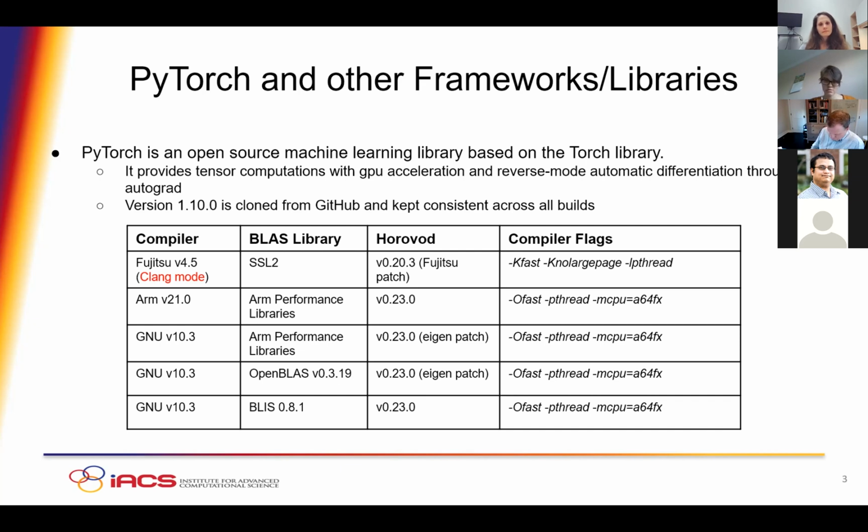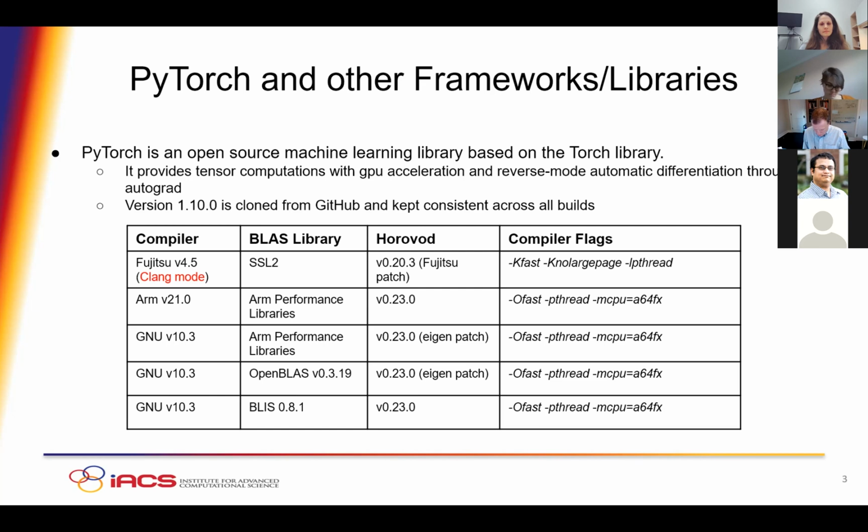For our experiments, I have worked with version 1.10, which is the latest one available, and it has support for oneDNN, which I will talk about later. These are some of the different compilers and BLAS libraries I have used: Fujitsu in Clang mode with their scientific subroutine library, SSL2; the ARM compilers with their ARM performance libraries; and the GNU compilers, linking against the ARM performance libraries, OpenBLAS version 0.3.19, and BLIS.